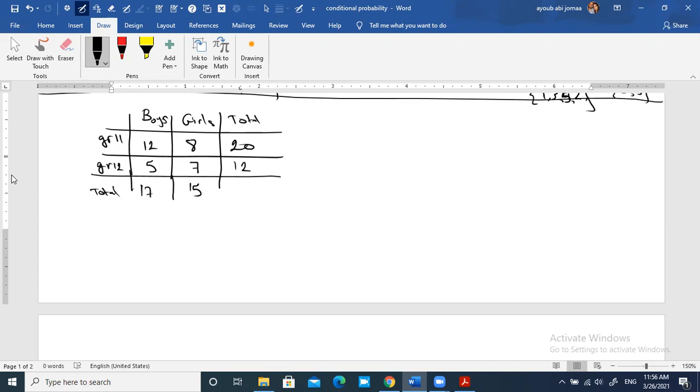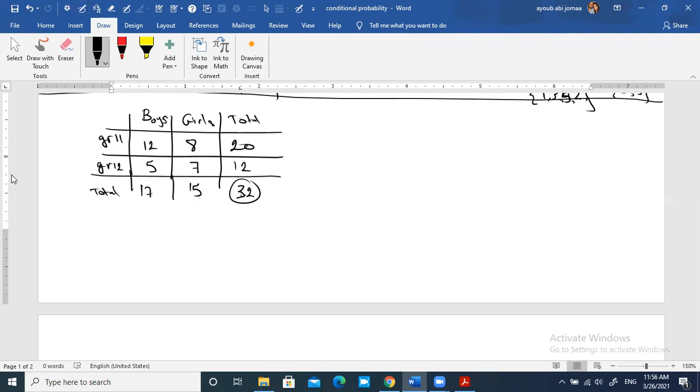What is the total number of students? 32. Add the way you like, whether vertically or horizontally: 20 and 12 you get 32, 17 and 15 you get 32. Now to understand this table, what does each number mean? 5 means that we have 5 boys in grade 12. We have 8 girls in grade 11.